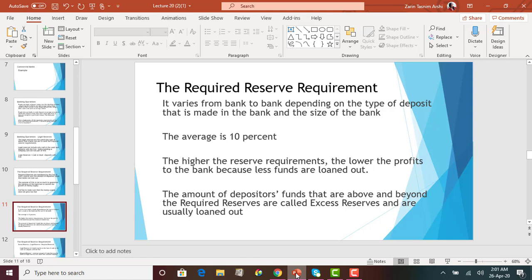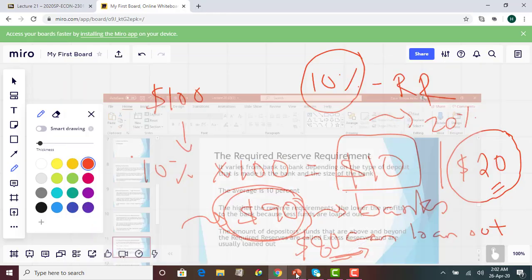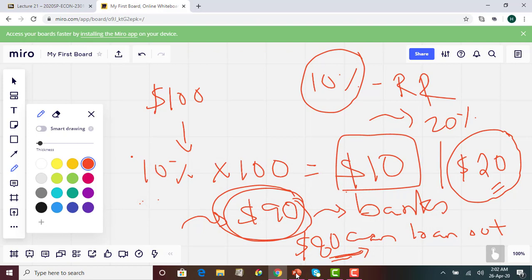Now, also, the amount of depositor funds that are above and beyond the required reserve are called excess reserves, and these are usually loaned out. So if the reserve requirement is 10%, then your required reserve amount is $10, and your excess reserve is $90, which you can loan out. In case of 20%, the required reserve amount is $20 and the excess reserve is $80. So anything above the required reserve on the deposit is called the excess reserve.